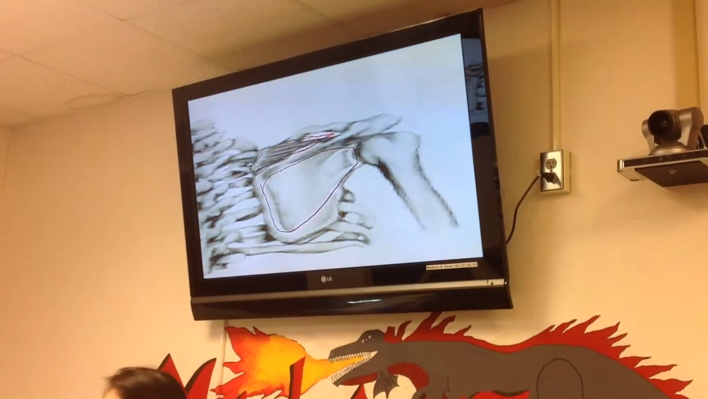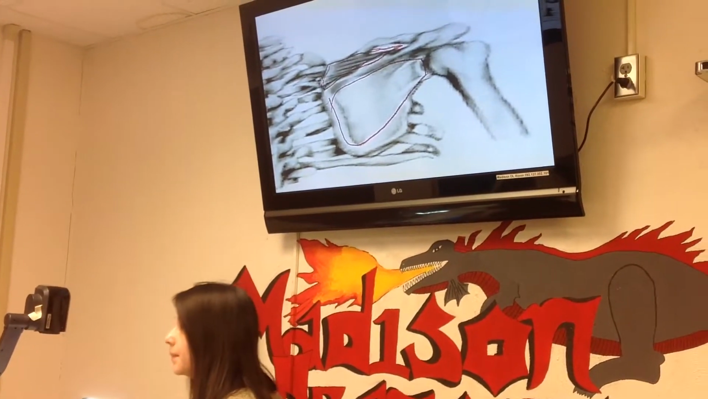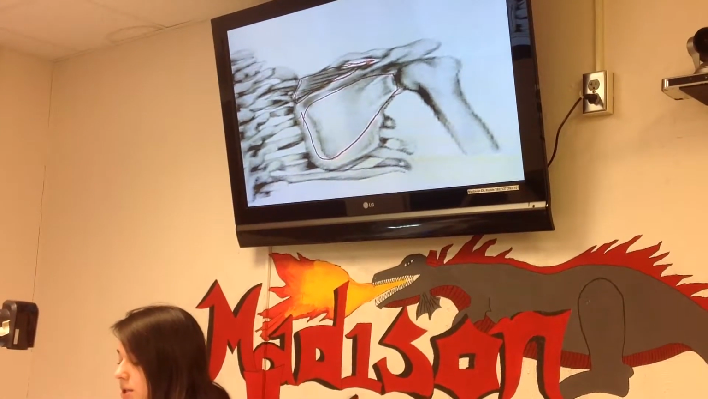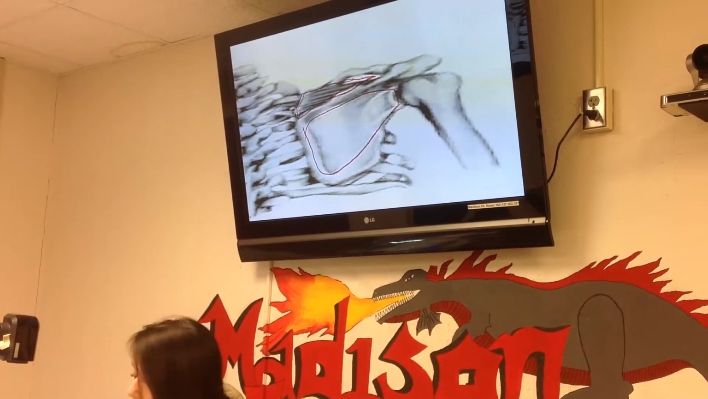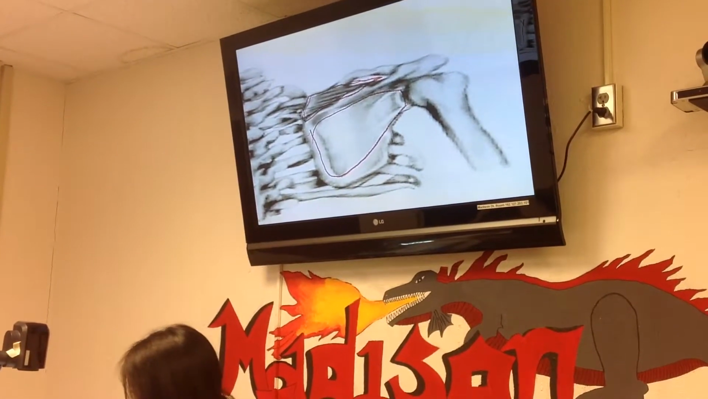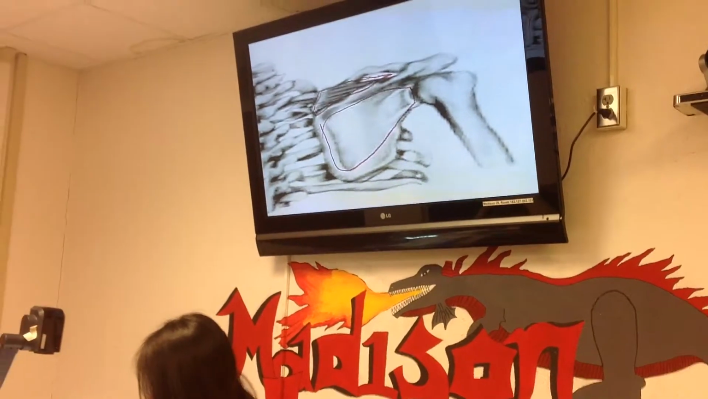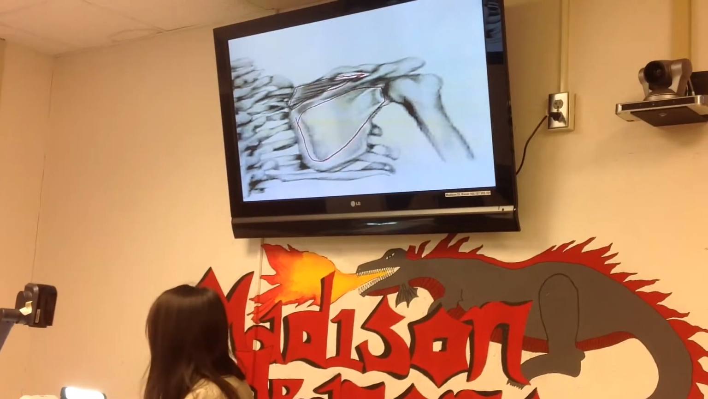Its origin is the posterior surface of the scapula below the spine. The insertion is the greater tubercle of the humerus. The action, it rotates the arm laterally. The agonist is the infraspinatus, and the antagonist is the subscapularis.